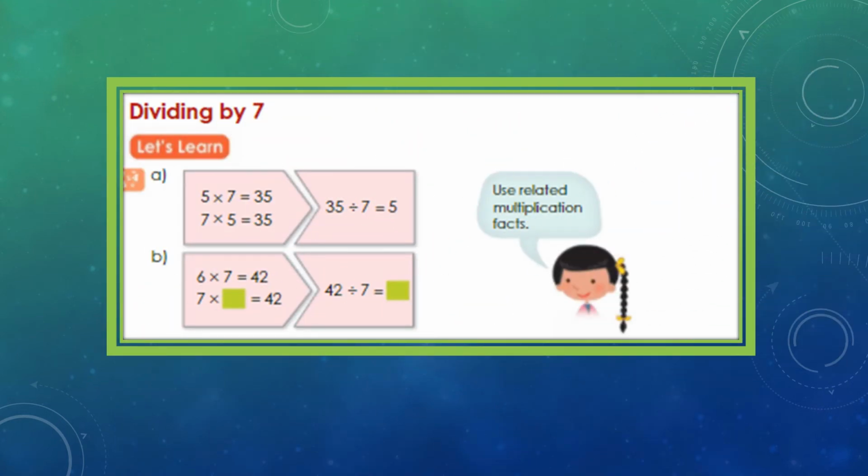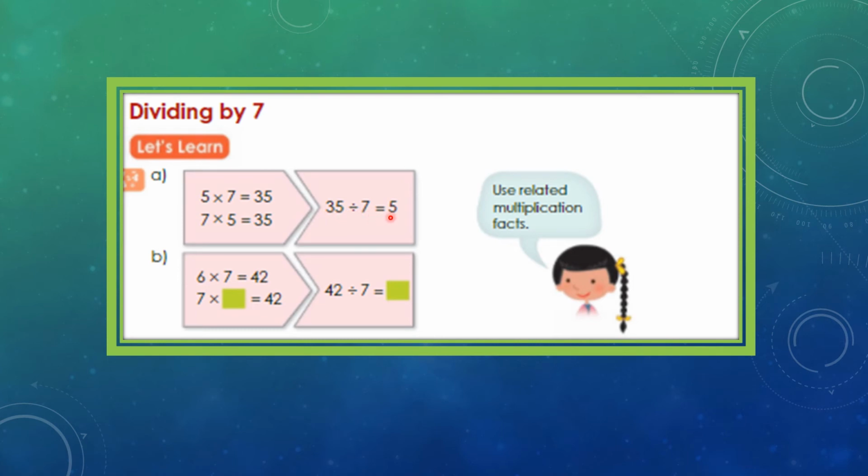On this slide, class, we'll be learning how to divide by 7. So as you see here, we'll be dividing numbers by 7. We have here the first one, letter A. 5 times 7 equals 35. 7 times 5 equals 35. As you see also here, the product becomes now our dividend, and our second factor becomes now our divisor. So if we divide now 35 by 7, it equals 5.